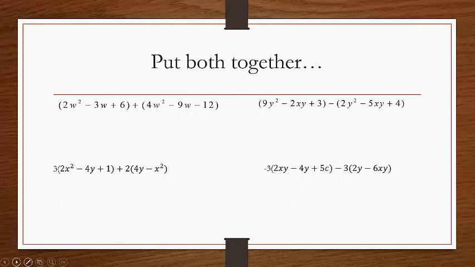So in these last examples, we're actually going to put both distributing and combining like terms together. So the key to the first problem is realizing, hey, there's a plus symbol right here. So really, I'm just going through and I'm either subtracting or adding everything. Nothing changes because there's a plus sign right here. It just means combine. I'm going to go through and look for my like terms right away.